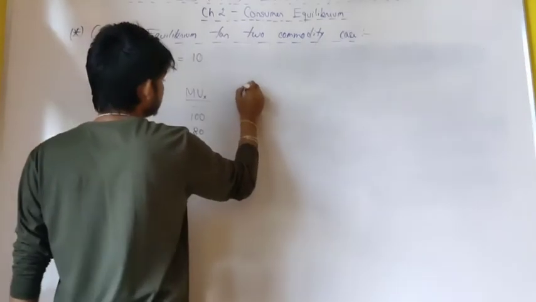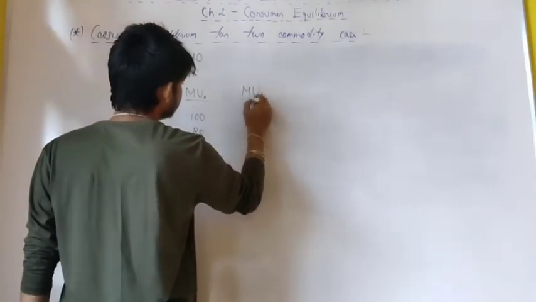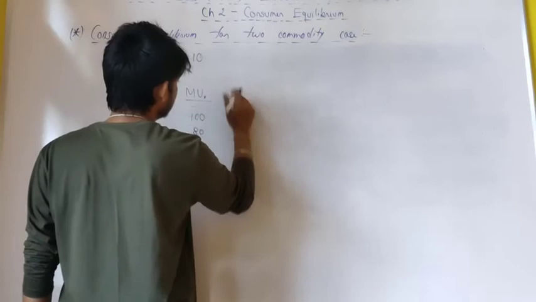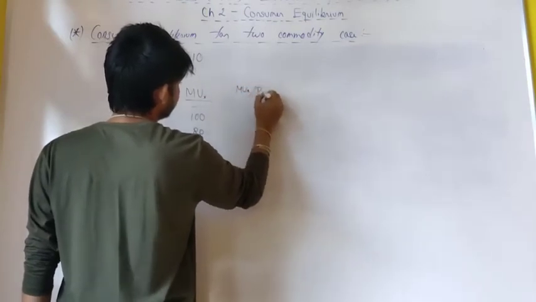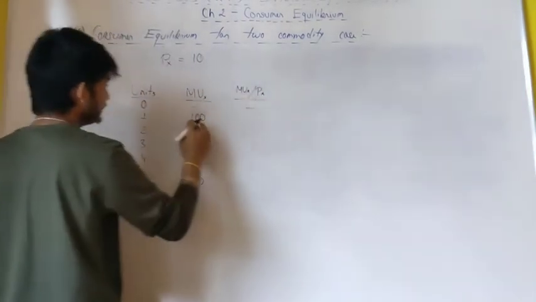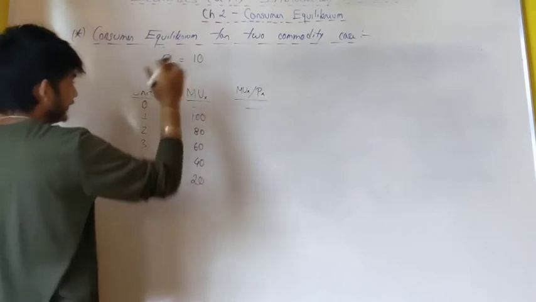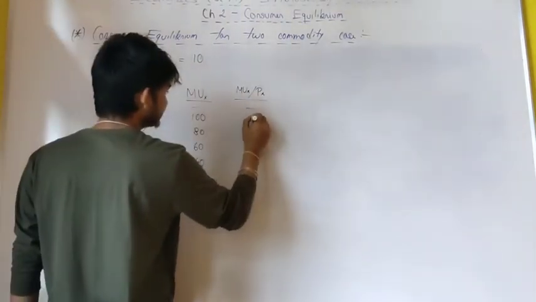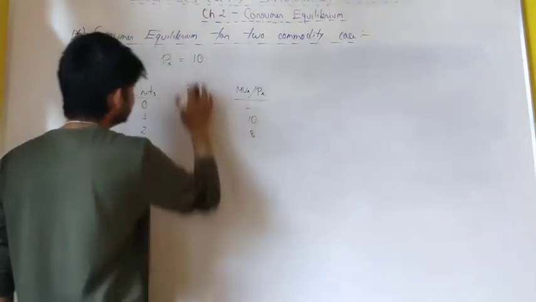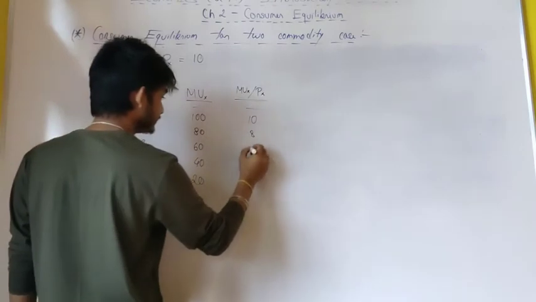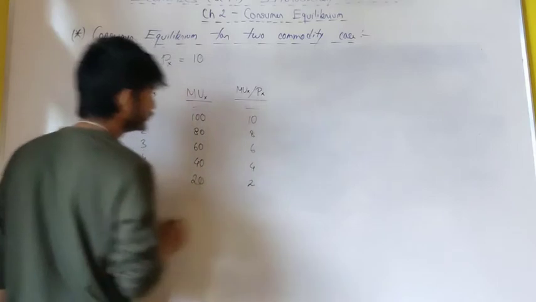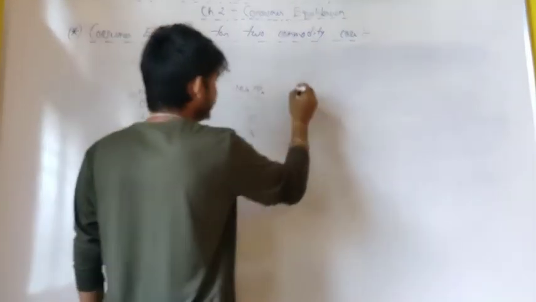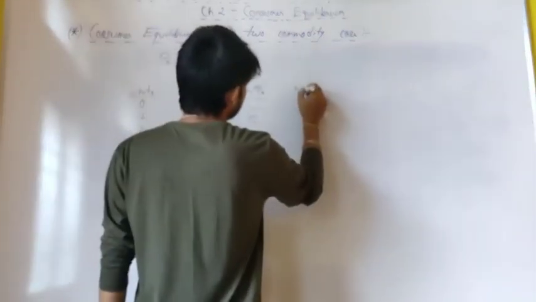So now MUX by PX. What will be this? MUX by PX, first one will be nil. Now 100 divided by 10, it's 10. Then 80 divided by 10, it's 8, 6, then 4, then 2. Now let's fill up the MUY.